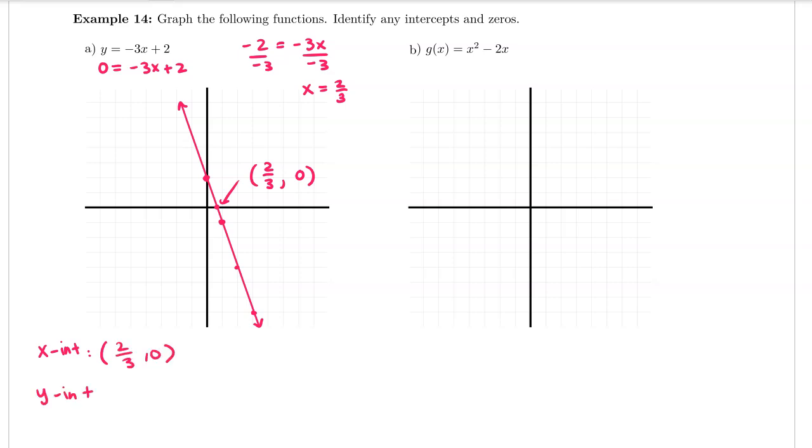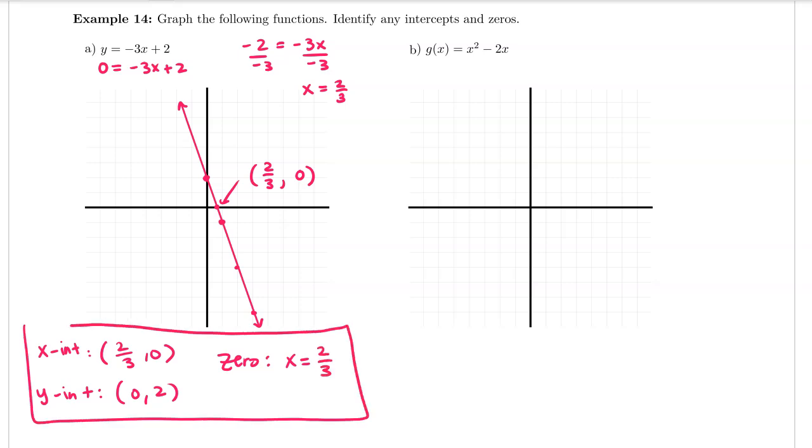My y-intercept, we know that it's (0, b), and b in this case is 2. And then my zero, because we're just singular in this case, is x equals 2/3. So those are the requested values for part A. For part B, we have g of x equals x squared minus 2x.